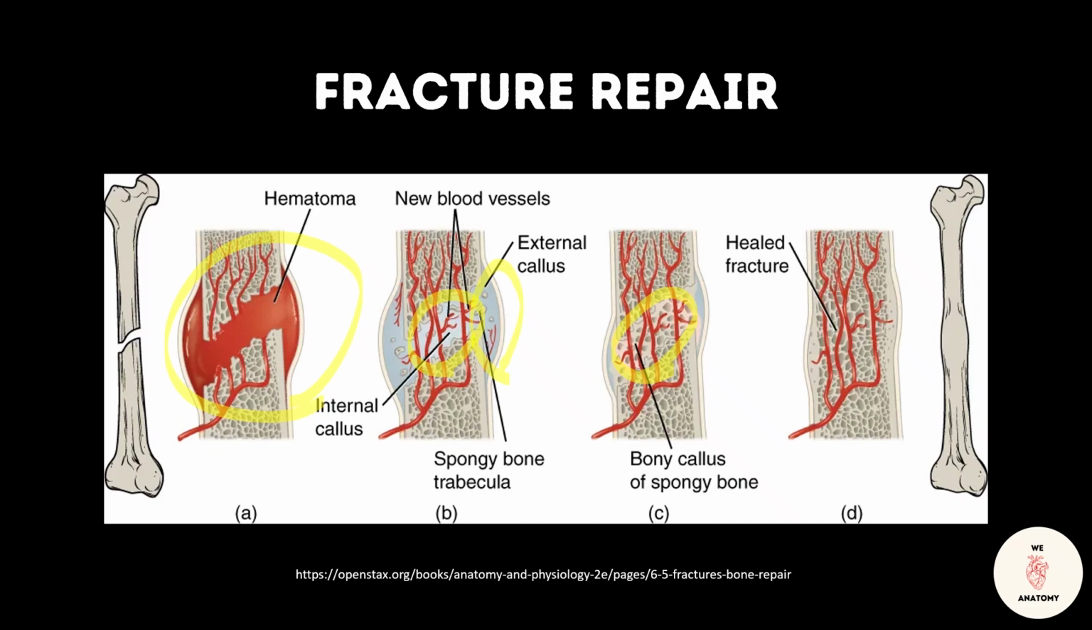Over time, the internal and external calluses unite. Compact bone replaces the spongy bone at the outer margins of the fracture, and the repair is complete. Image D shows the healed fracture, which will most often return to its original size and shape, though sometimes a small enlargement will remain. So in image D, you can see this compact bone on the outside here, and then this trabecular bone in the center.